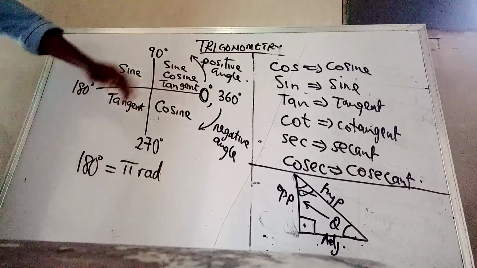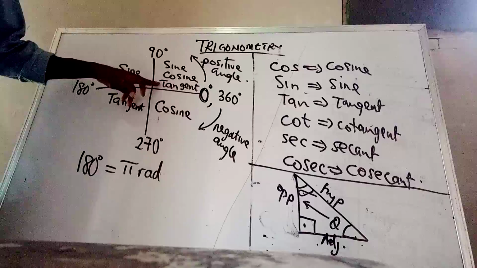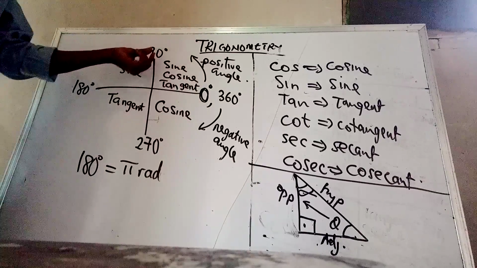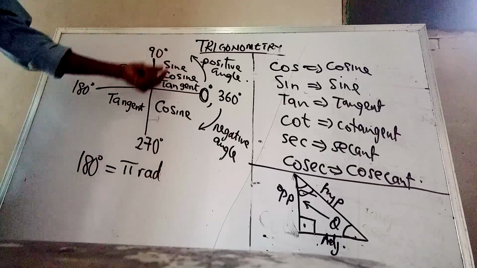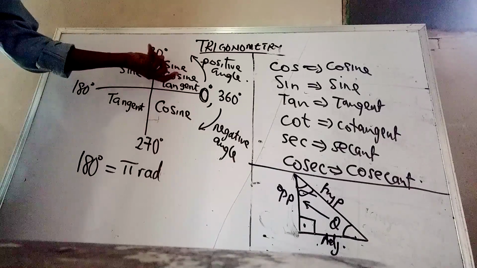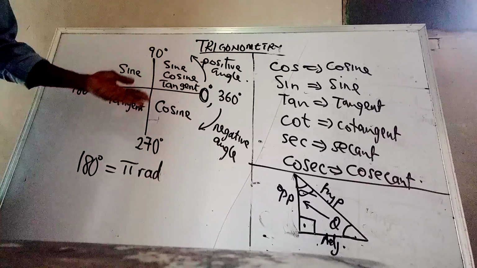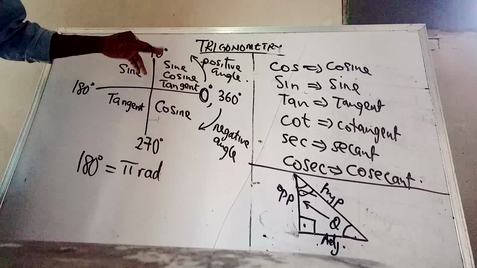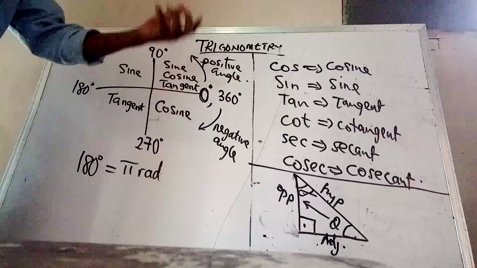Alright, so sine, cosine, and tangent of any angle between 0 and 90 will give you a positive value. That is the meaning of sine, cosine, tangent being here. For example, sine 60, cosine 60, tangent 60. Because it's less than 90, it will give you a positive value.